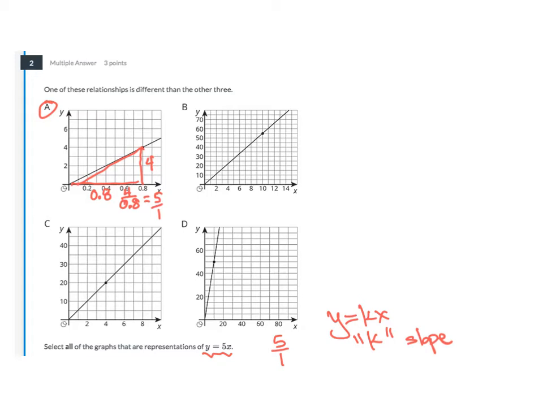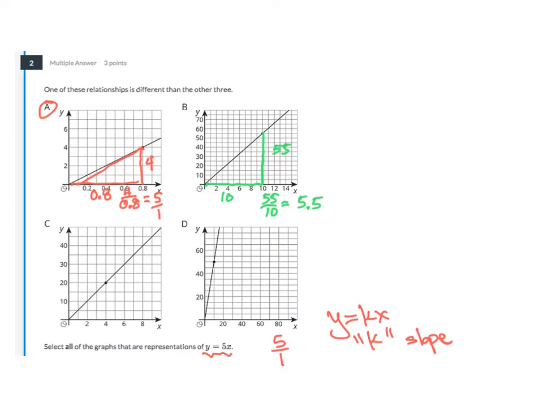Let's look at B. Same thing with B. Let's make a slope triangle. My vertical is 55. My horizontal is 10. So we're going to have 55 divided by 10. Put that into a calculator. Press enter. We're going to have 5.5. Is 5.5 the same as 5, or 5 over 1? It is not, so that is not an answer.